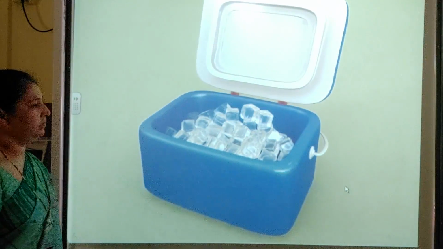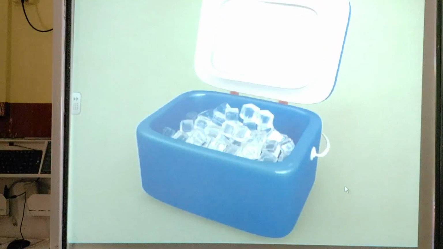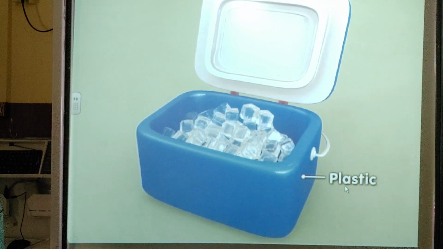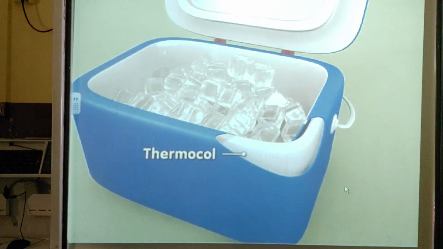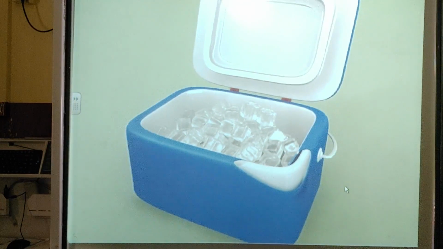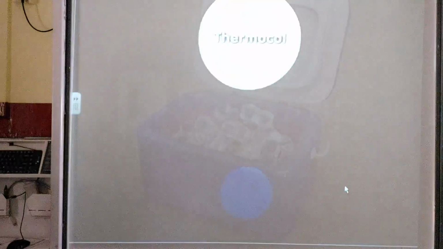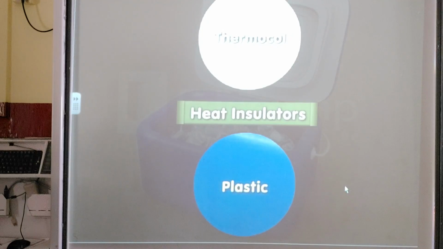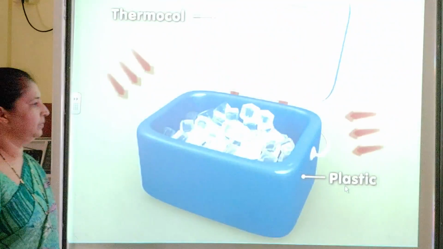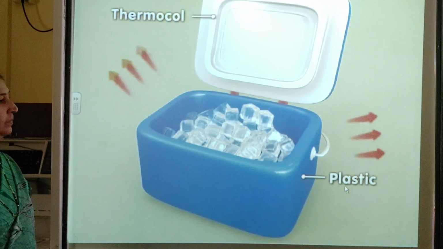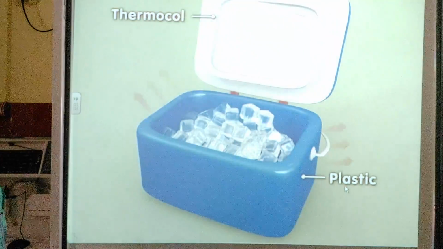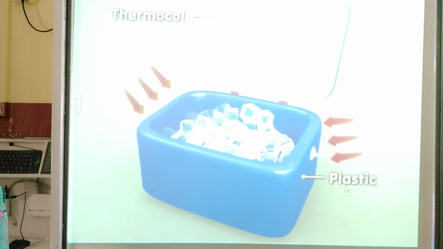An ice box is a double-walled box made of plastic. The space between the walls contains a thermocol lid. Both thermocol and plastic are heat insulators and do not allow the outside heat to enter the box, thus preventing ice kept inside the box from melting.